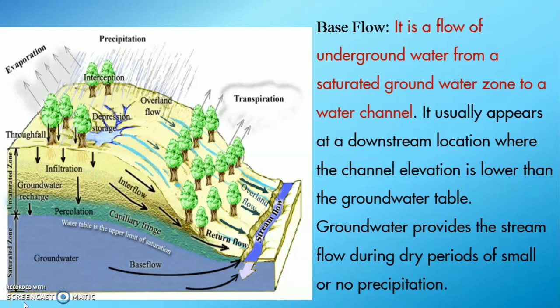Children, one important advantage of the base flow is that during dry periods and when there is no precipitation, that is rainfall, the groundwater provides water to the streams. So base flow is the flow of underground water from a saturated groundwater zone to a water channel. Is it clear, children? So children, the three types of runoff are surface runoff, subsurface runoff and base flow. So far, did you understand, children? Good.